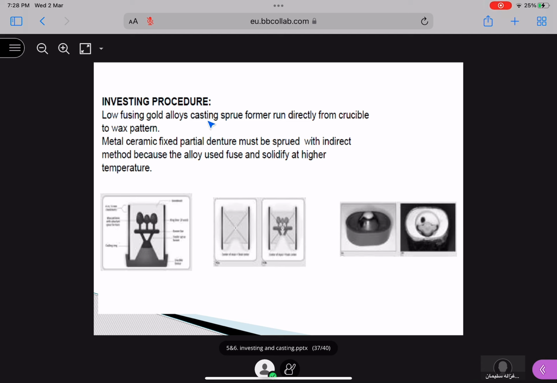For low fusion gold alloys casting, normally when you are using the gold alloys, we are using the preformed sprue directly. But for the metal ceramic, we are using indirect. You see here, this is one thing, then it makes the direct indirect here. Because the alloy used fuses and solidifies at high temperature, it will flow from these areas. You can see here this is the ring former, here the ring liner, this is the investment, and you can find these attachments here.